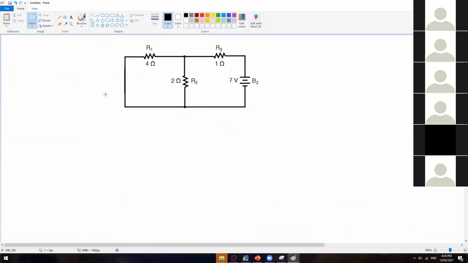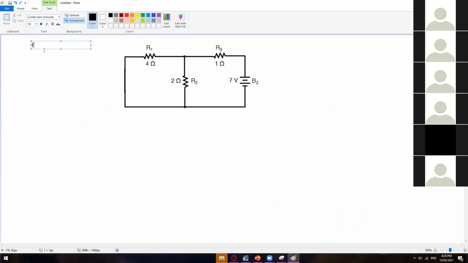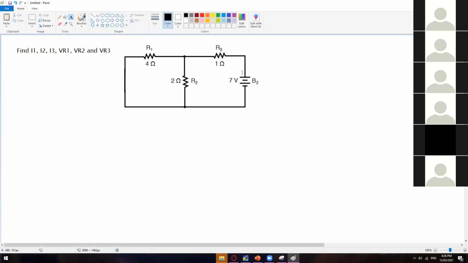So let's try to solve for the unknowns. So in here, same. Find I sub 1, I sub 2, I sub 3, VR1, VR2, and VR3. Okay. So as you guys can see right here, we have a flow of current that is going through R3, and then some will go through our R1, and then some will go through our R sub 2. Okay, so the same process. So let's get the R total.